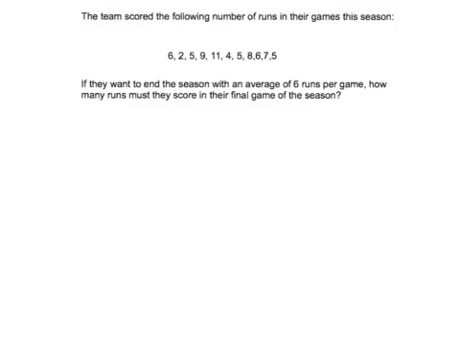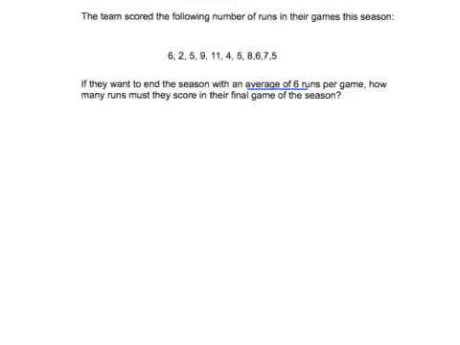Let's try some examples. The team scored the following number of runs in their games this season: 6, 2, 5, 9, 11, 4, 5, 8, 6, 7, 5. If they want to end the season with an average of 6, there's my average per game, how many runs must they score for the final game?